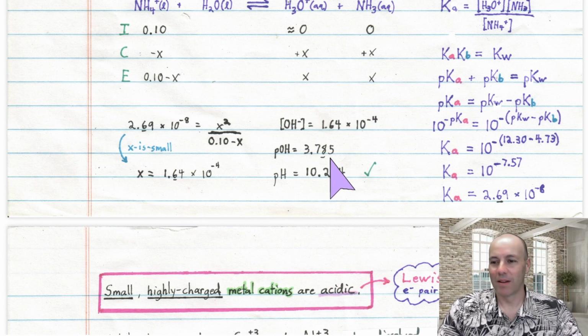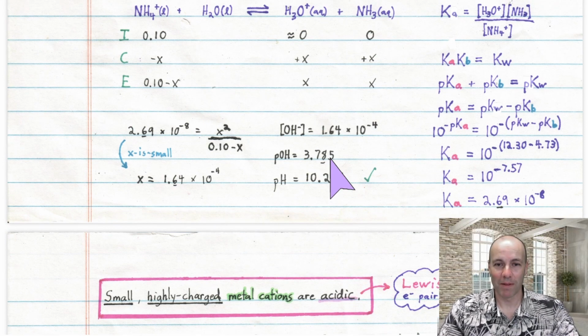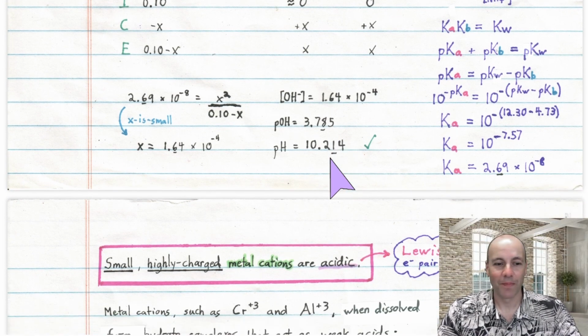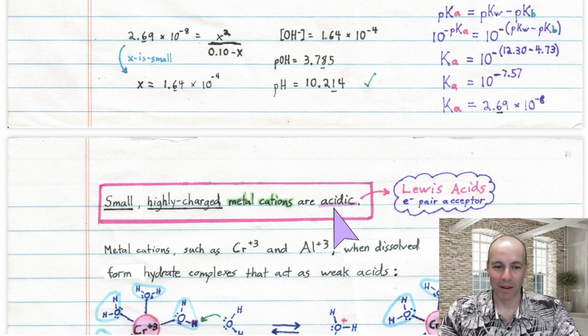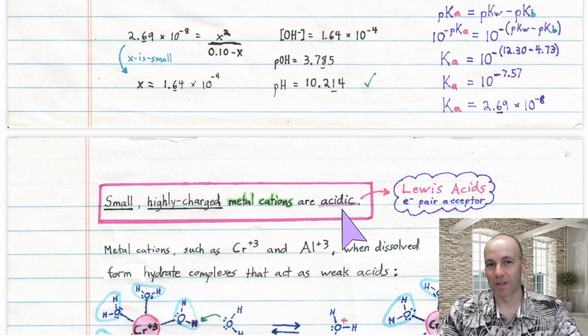So there we go. That's a pretty involved couple problems right there. Three of them, and I hope you were able to follow along well enough. In our next video, we will discuss small, highly charged metal cations, which act as acidic ions. So kind of interesting. The next lecture will be much shorter, just one page of notes. So stay tuned for that.